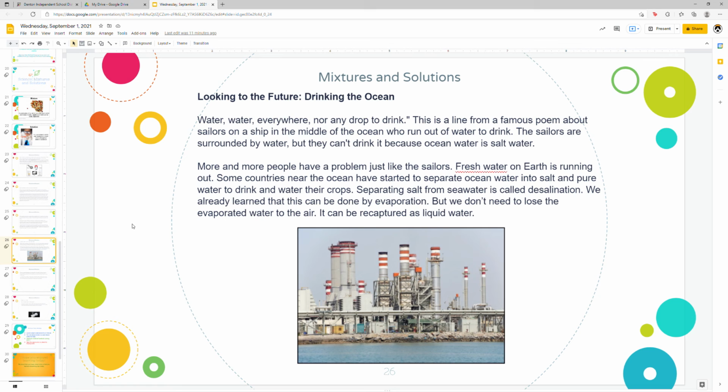Some countries near the ocean have started to separate ocean water into salt and pure water to drink and water their crops. Separating salt from seawater is called desalination. We already learned that this can be done by evaporation, but we don't need to lose the evaporated water to the air. It can be recaptured as liquid water and repurposed as drinking water or watering crops, like they mentioned.